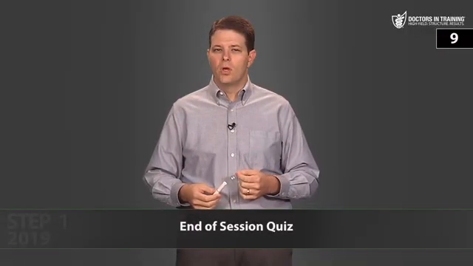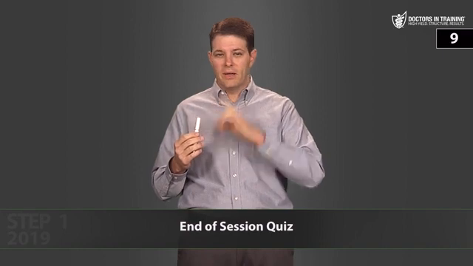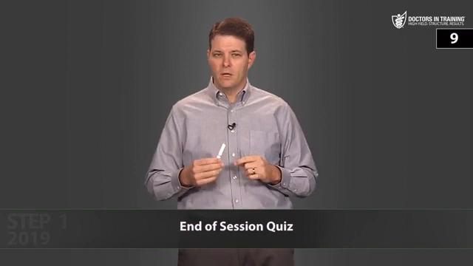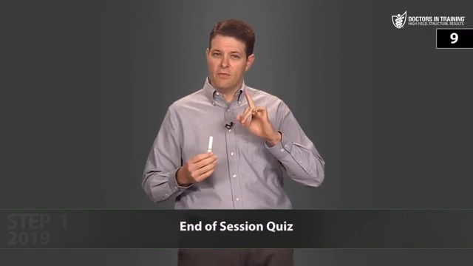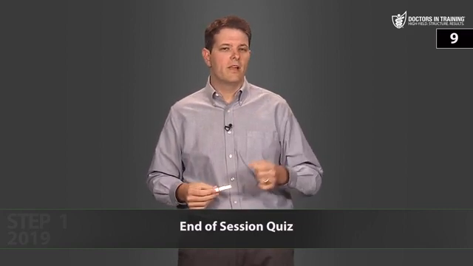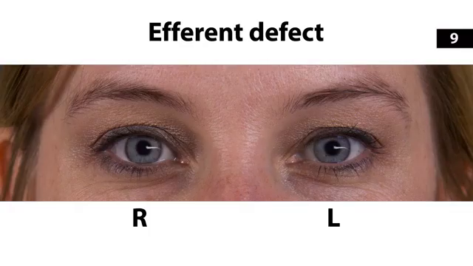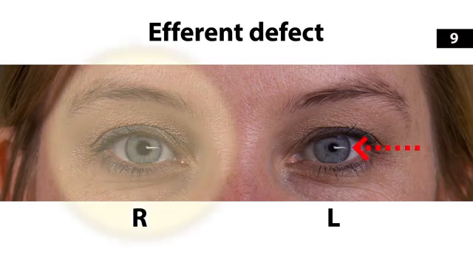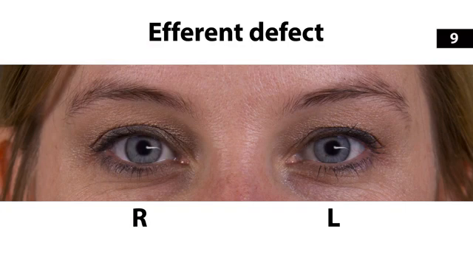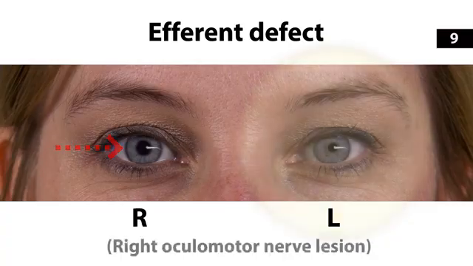And the last question. When light is shone in a patient's right eye, his right pupil fails to constrict, but his left pupil constricts normally. And when light is shone in the left eye, the left pupil constricts, but the right pupil does not. So where's the pathology most likely located? Well, this is a defect of the right oculomotor nerve. This is an efferent defect. We know that the light is getting in normally because when you shine the light in the right eye, the left pupil constricts. The problem here is that no matter where you shine the light, the right pupil won't constrict. So again, this is a problem with the right oculomotor nerve.